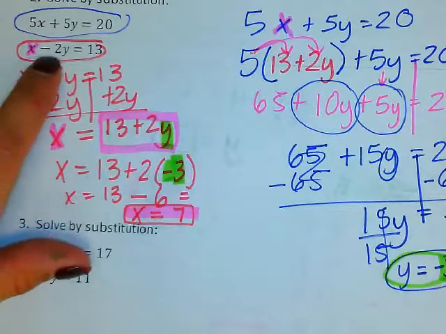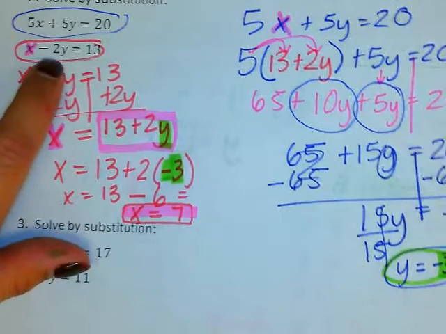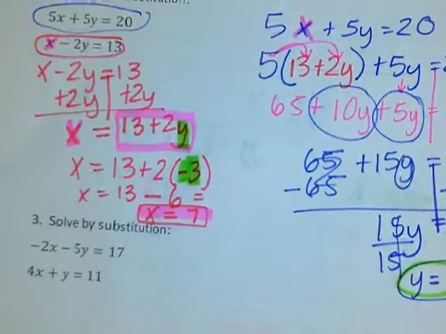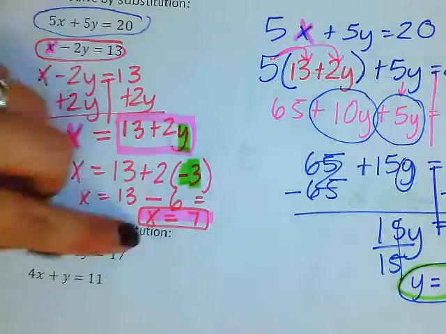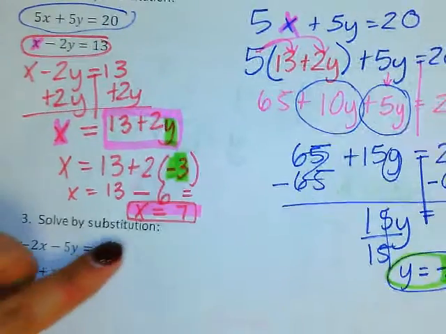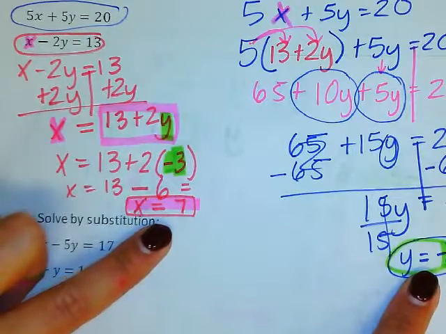I'm sorry, not 5, 7. 7 plus 6 gives me 13, yes. Okay. So in other words, I'm plugging in the values to check if these two are correct. So I'm checking for my answers.